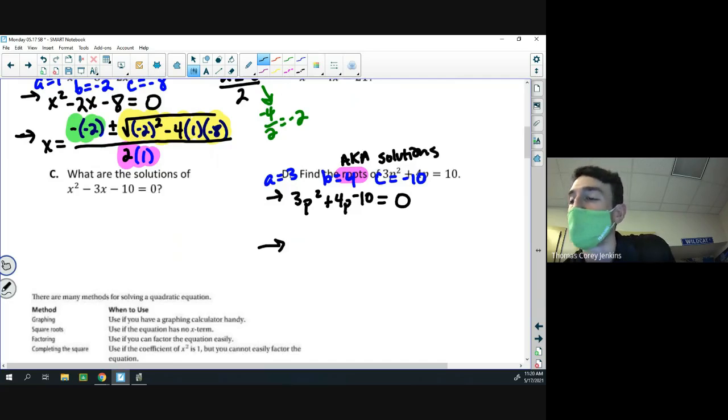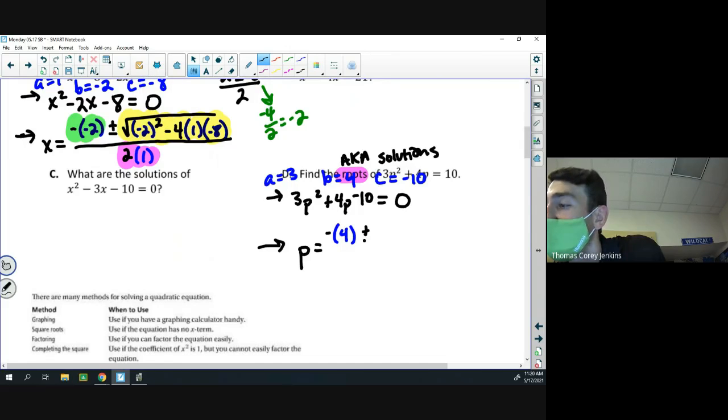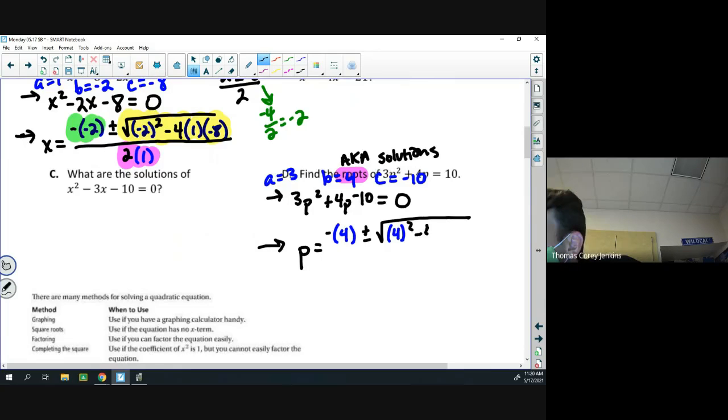So this time, it's usually x equals. This time our variable's p, so I'm going to say p equals. And then it's negative b, where b is 4. So negative 4 plus or minus, and then we have that long radical. And then it's b squared. So 4 squared minus 4 times a, which is 3, times c, which is negative 10.